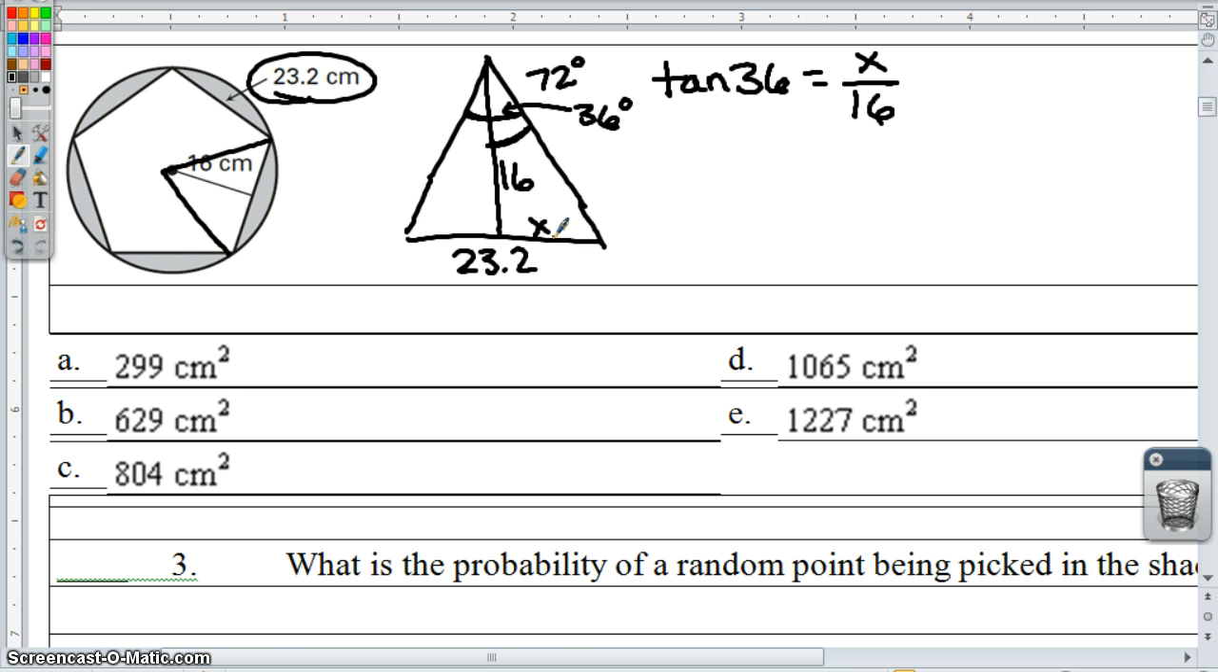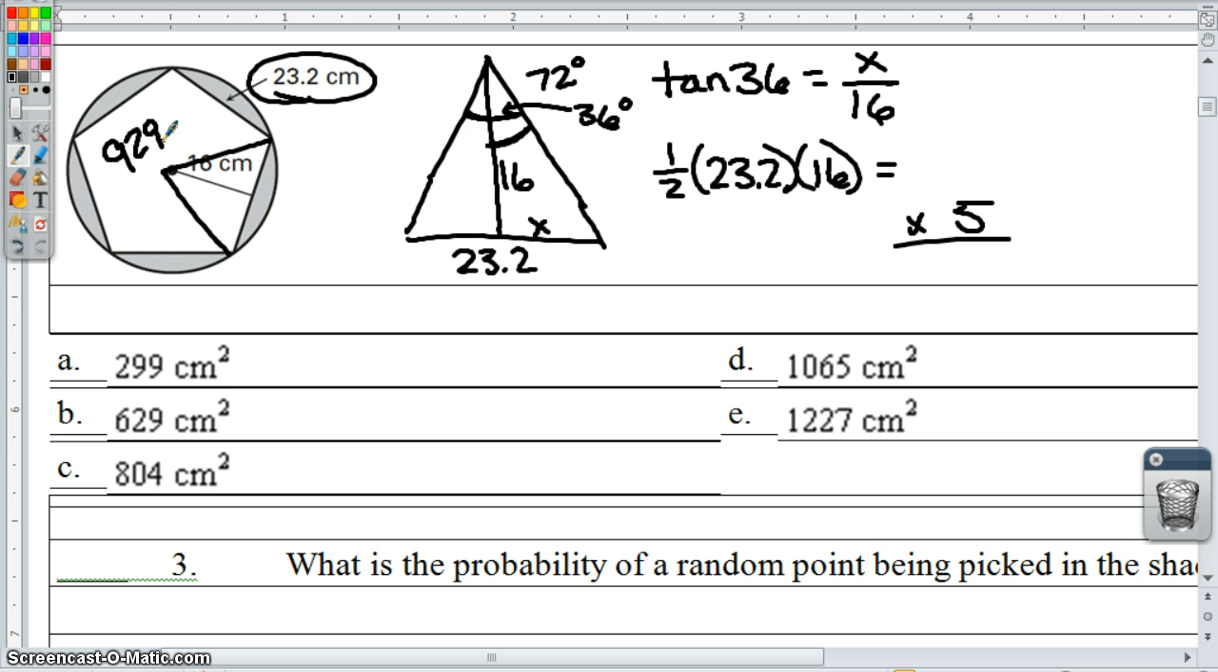All right, so moving on, we can find the area of this triangle because we have the base and the height. So we have 1/2 times the base, 23.2, times the height, which is 16. And then whatever answer I get there, I'm going to multiply by 5, because there's 5 of those triangles. Remember, regular polygons are just triangles all the time. So times 0.5 times 16, and then 185 for one of them, so times 5 is 929.97. That's what we got there. All right, so let's make room now.